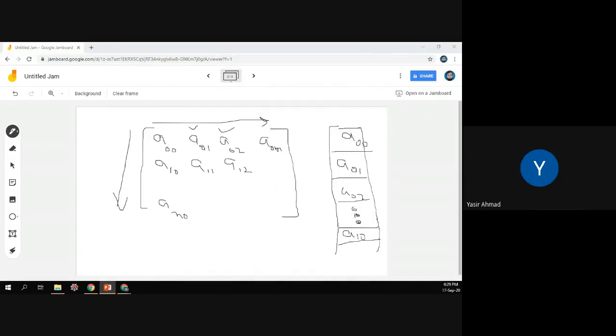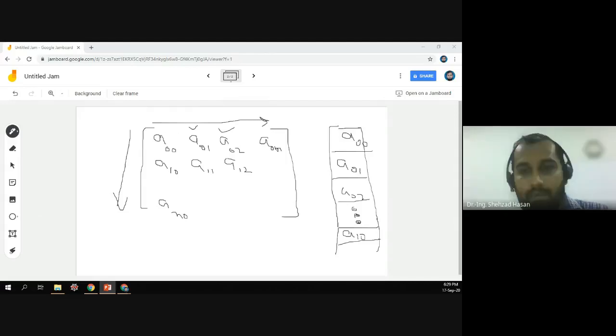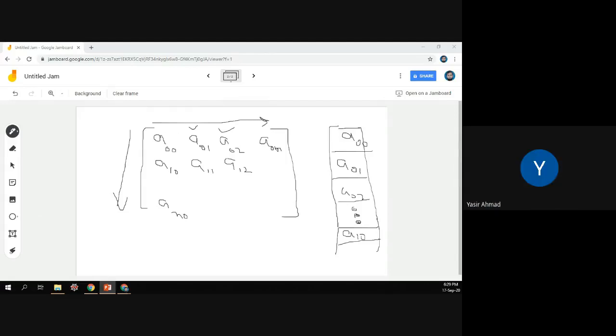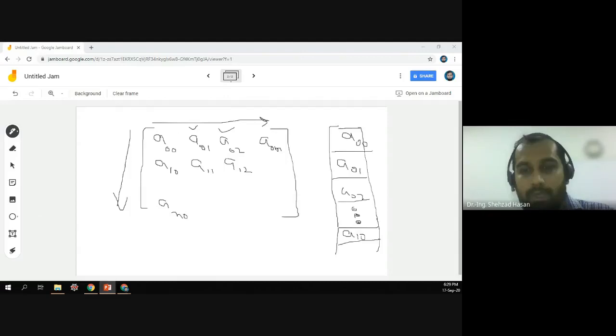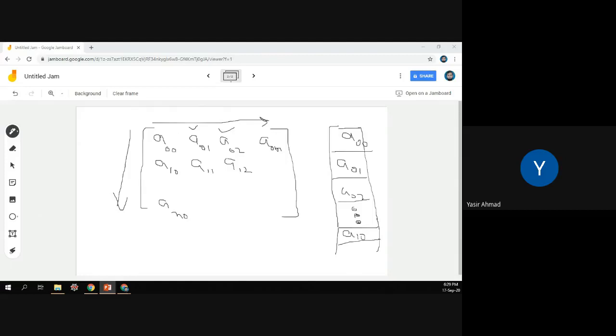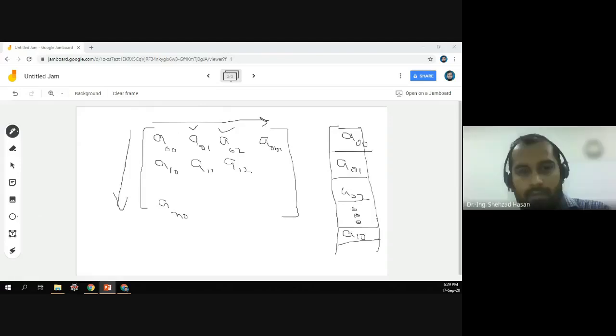Sir, shouldn't it go into a 9 into 9 matrix maximum? A 9 into 9 matrix? Why a 9 into 9 matrix? Because sir, 0 to 9 is the maximum limit of one array. No, it's not necessarily 9. We can have anything. It's not necessary that you have 9.